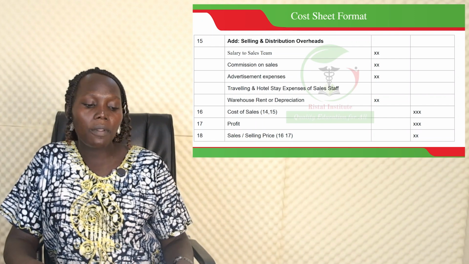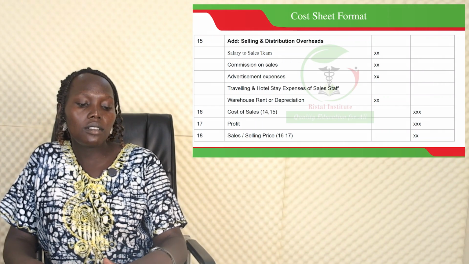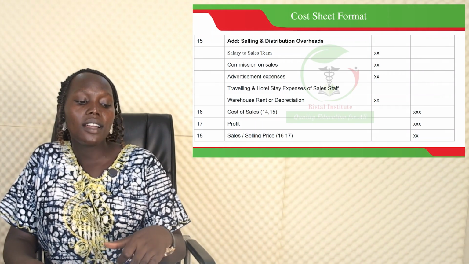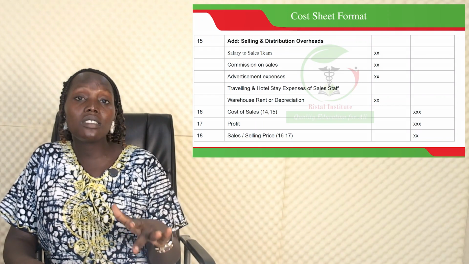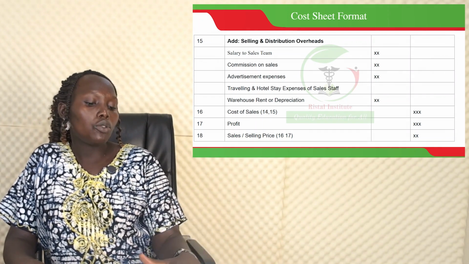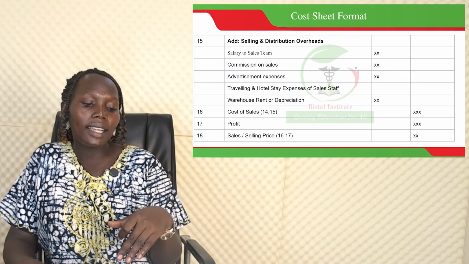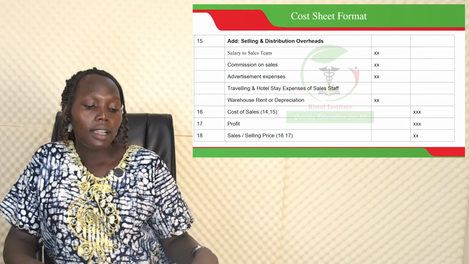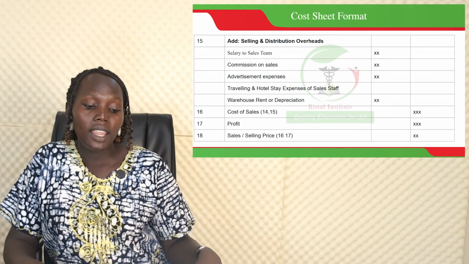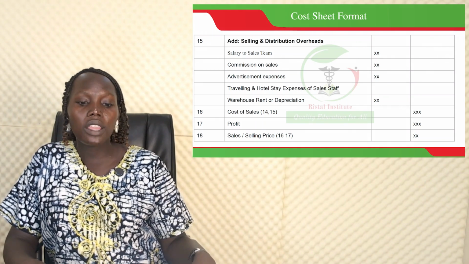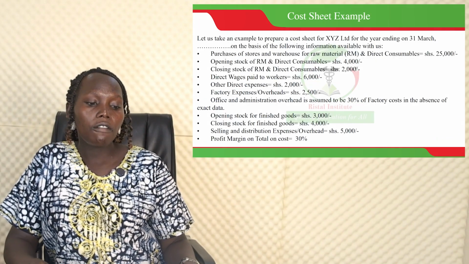So after coming up with the cost of sales, you put the profit. The profit is always provided. To get the sales or the selling price, you add the cost of sales plus the profit to come up with the selling price. So that is the cost sheet format.